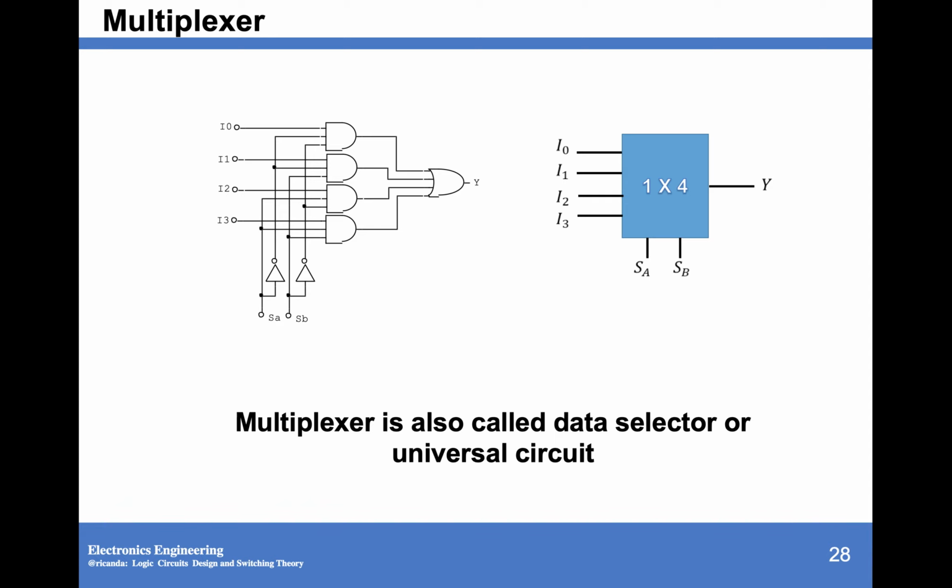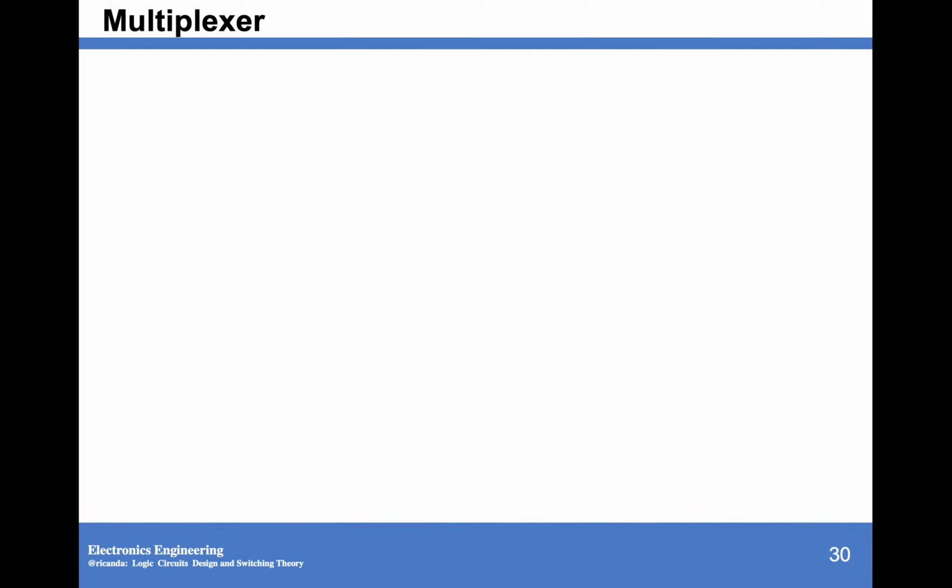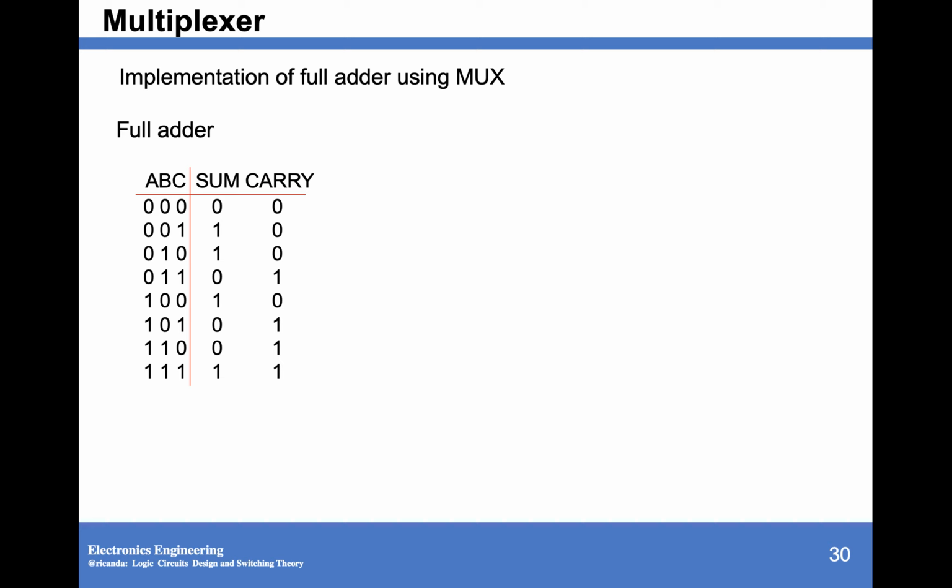So multiplexer is also called data selector. The multiplexer can be used for the implementation of Boolean functions or combinational circuits. They can also be used for parallel and serial conversion. So we can use a MUX, or multiplexer, to implement a full adder. Remember the full adder truth table: we have 3 inputs and 2 outputs, that is sum and carry.